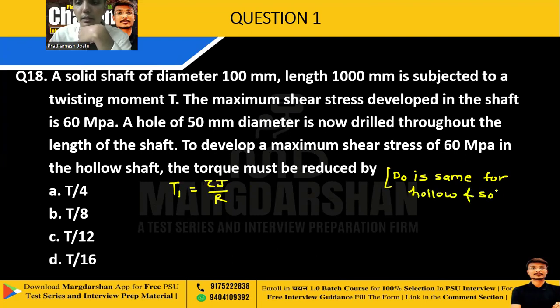In solid, R will be the same. Tau maximum is 60 here, and the actual one which is working is also 60. So tau is the same. Therefore, T1 upon T2 should be equal to J1 upon J2. T2 was for hollow, so we will just shift it over here.